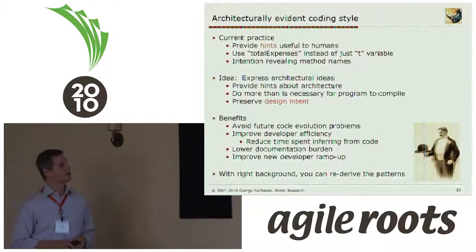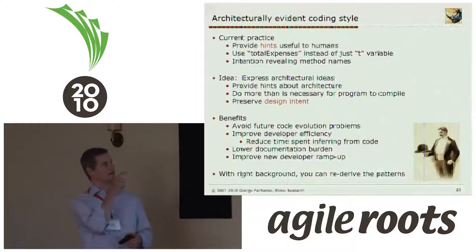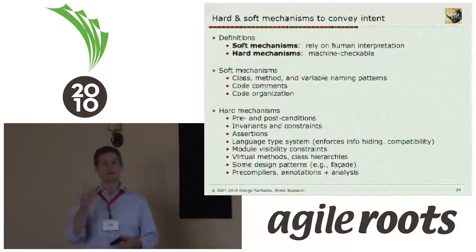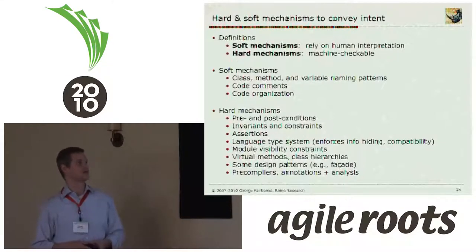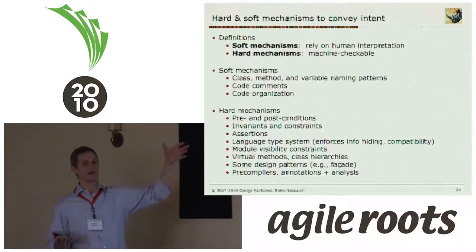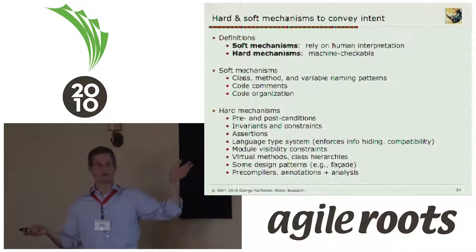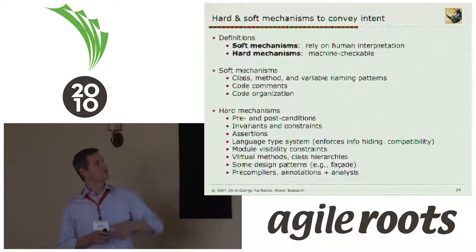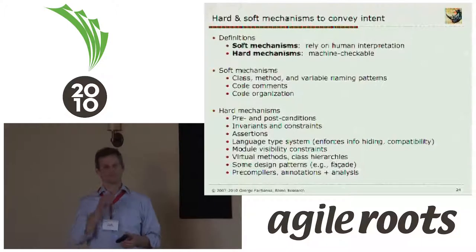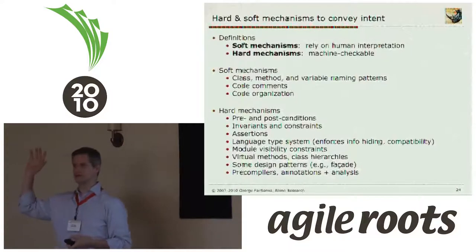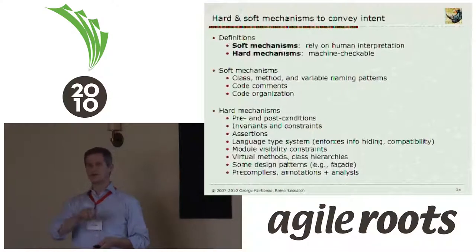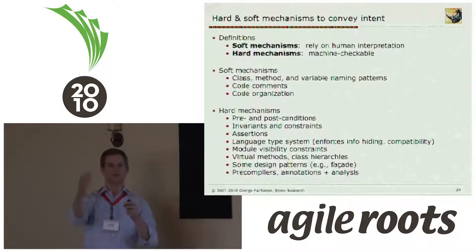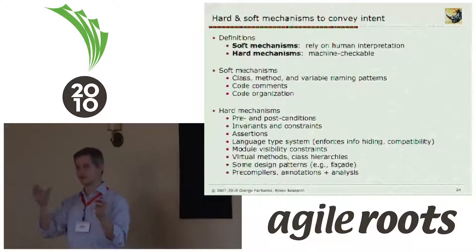Okay. So one last piece of background information is that we're going to use two different kinds of mechanisms to express the design intent, which I'm calling hard and soft mechanisms. Soft mechanisms are like method names, where the computer couldn't care less, whereas hard mechanisms are machine checkable. Who's used EJBs recently, EJB3 kind of stuff? Okay. So EJB2 used to just have a type system where you'd say, I need to implement this interface, and you'd implement your remote interface or whatever for EJBs.